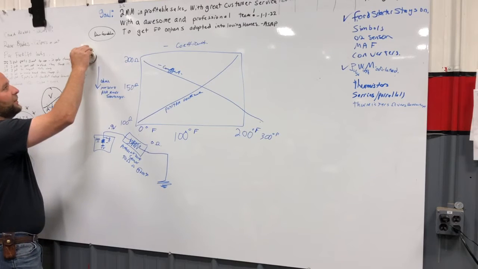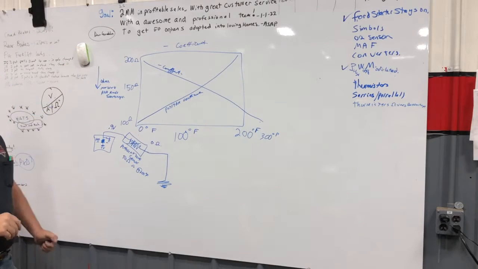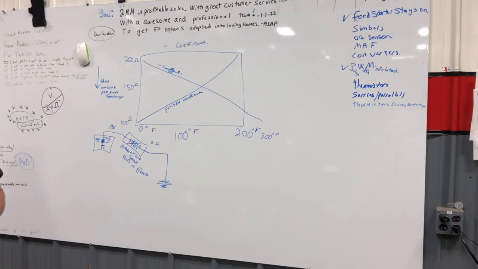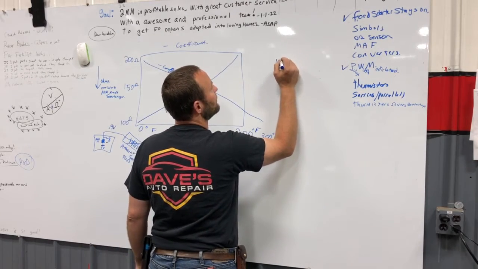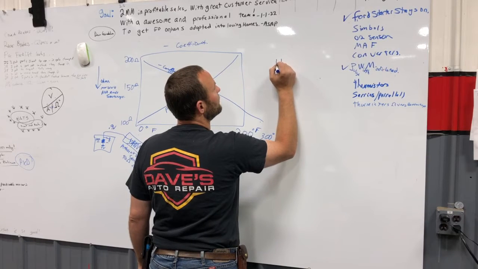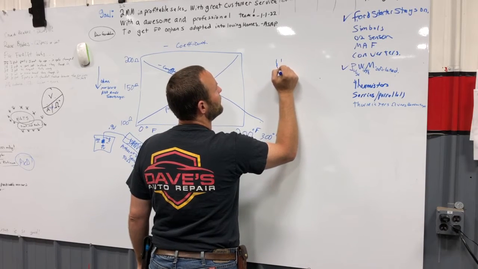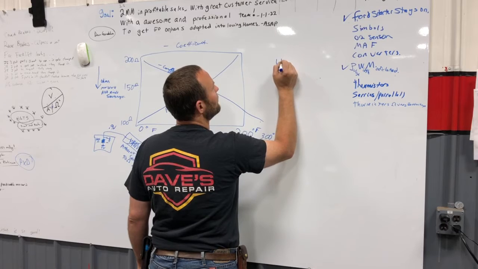So, you guys all got that pretty good? Could you give more examples? Where are there thermistors in a car? That's a type of sensor, correct? Yep.